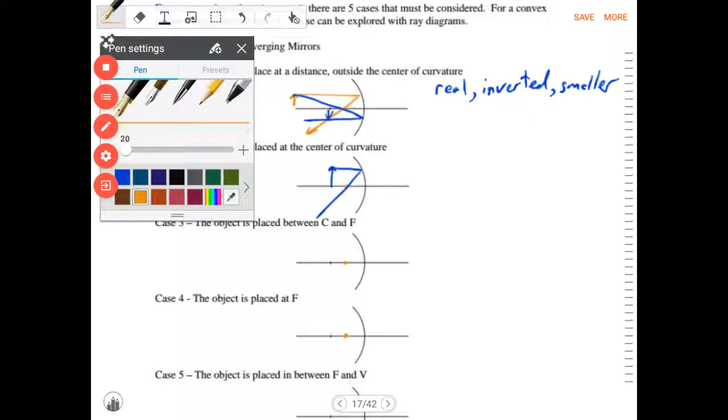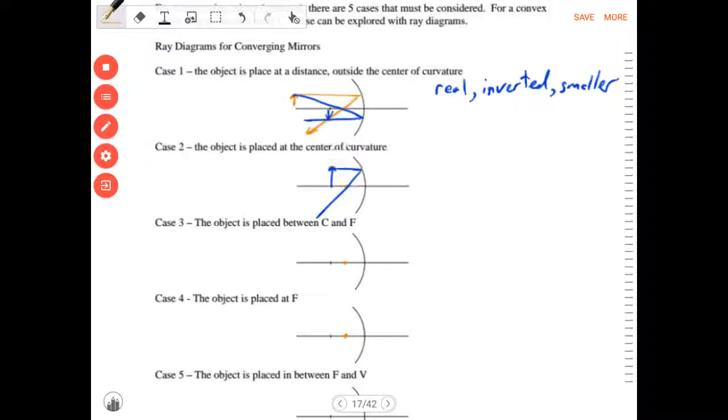Okay, the second one bounces through the focal point and straight out. If you have a look at that, it actually hits at exactly the same spot. So it's still on the correct side of the mirror, so it's still real. It's still inverted, but this time when you place it right at the center of curvature, the object is the image, is the same size.